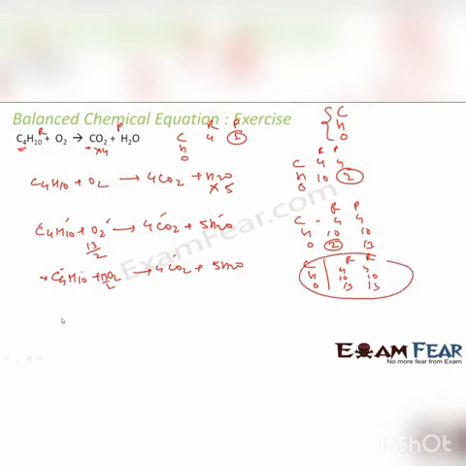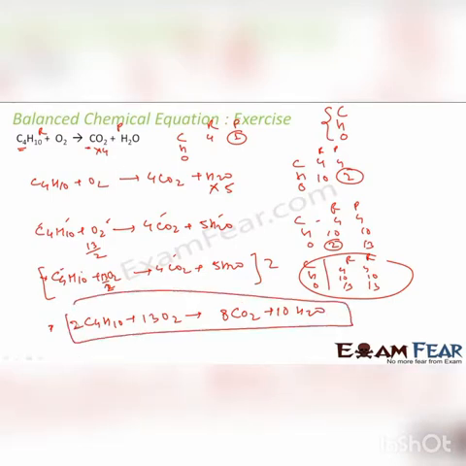Things are balanced. But the last rule says that there should not be any fraction, and here's a fraction, right? So we'll multiply everything with 2 because it was divided by 2. Let's multiply everything by 2 to make sure there is no fraction here. So this becomes 2C4H10 plus 13O2 gives 4 into 2 is 8 CO2 plus 5 into 2 is 10 H2O, and this is my balanced chemical reaction. So here the extra part was that we got a fraction and we were told there should not be a fraction. So we multiplied everything with 2 and we got a non-fraction result.